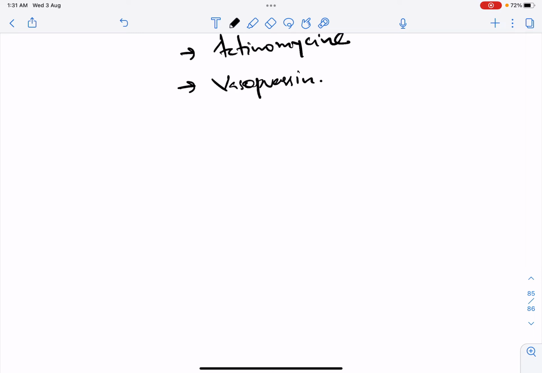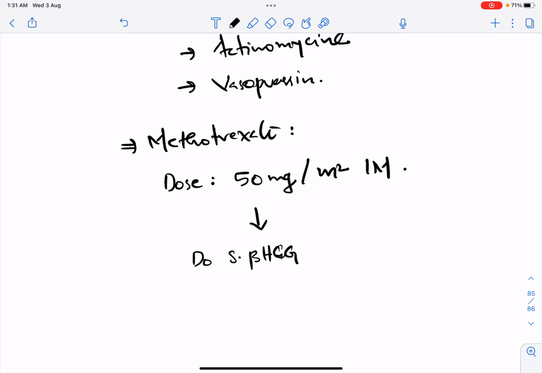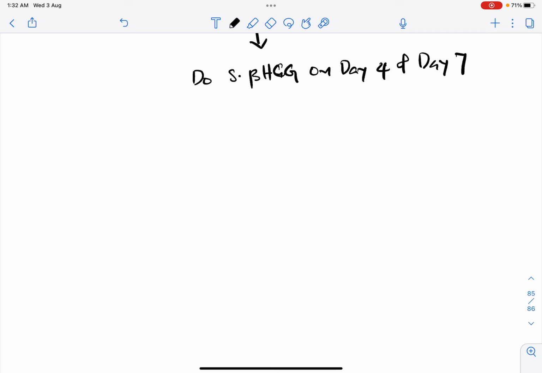Now a few words about methotrexate, as it's the drug of choice. The first dose of methotrexate is 50 mg per meter square, IM. Then after the first dose, do serum beta hcg on day 4 and day 7. Then we interpret the result.